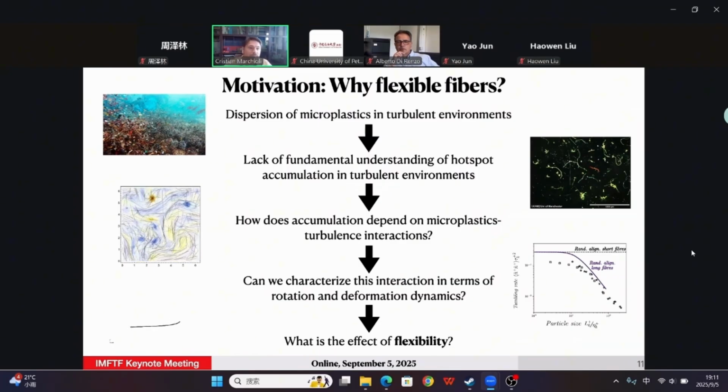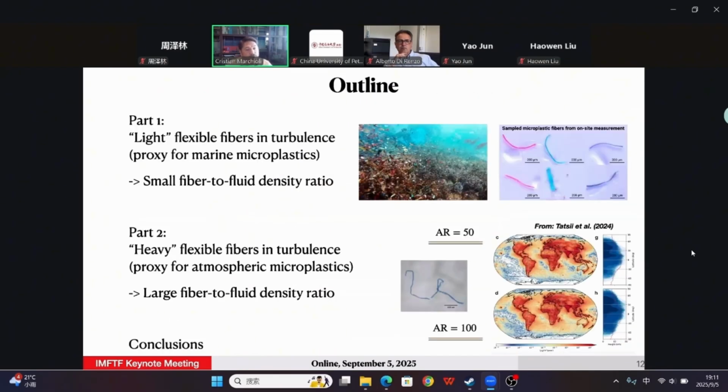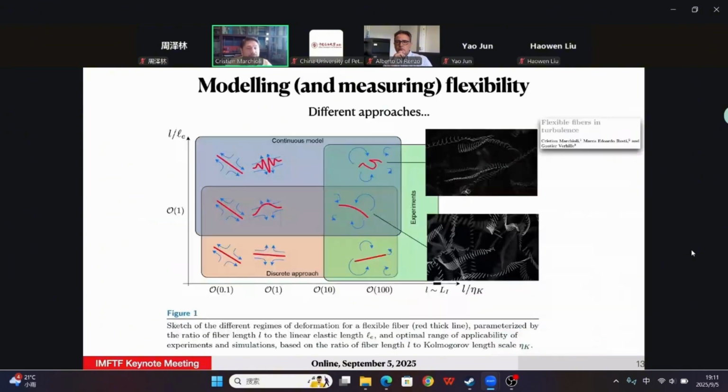Now, this is the outline of the talk. As I already hinted, I'm going to split the talk into two parts. First, I will focus on light flexible fibers, which represent a proxy for marine microplastics dispersed in turbulent flow. And the second part will be on heavy microplastics, so heavy fibers, where we are going to see a much larger fiber to fluid density ratio. And then I will draw some conclusions.